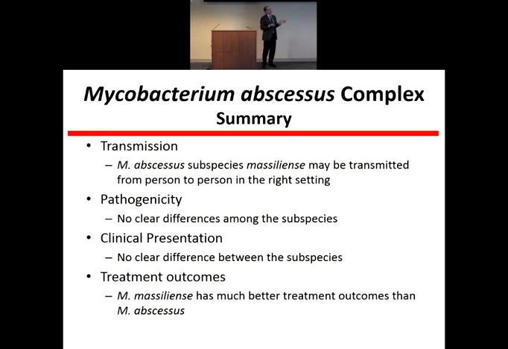We don't have good evidence for differences in pathogenicity or clinical presentation, but I think I showed you the numbers are really small. We need much bigger studies to be able to identify that. But what is very clear is that the treatment outcomes vary based on the subspecies in this case. Massiliense, much better than abscessus or Bolletii.